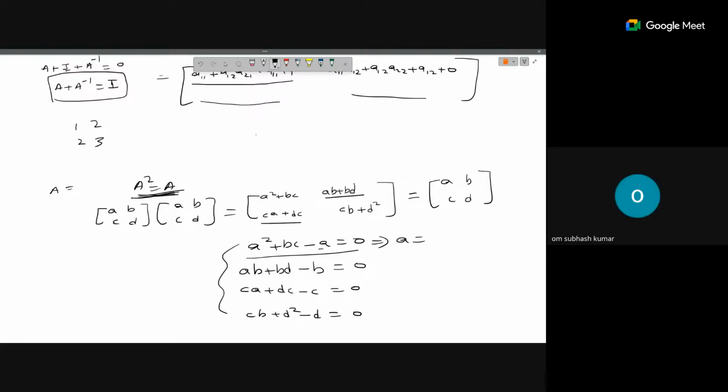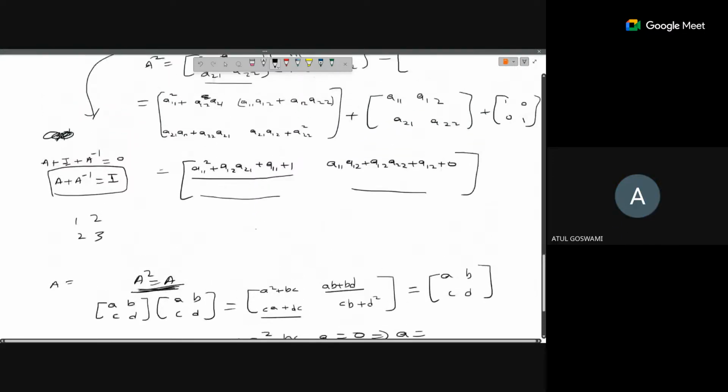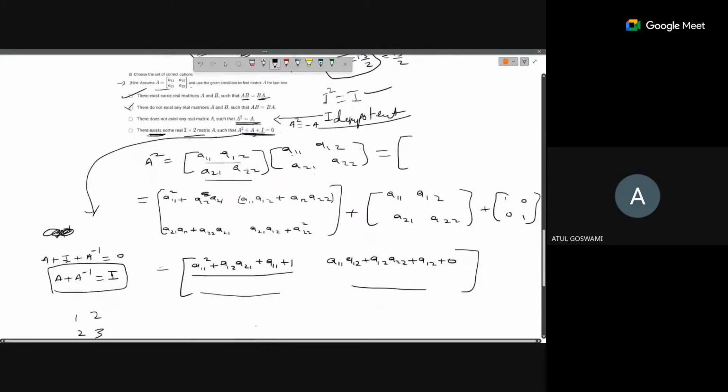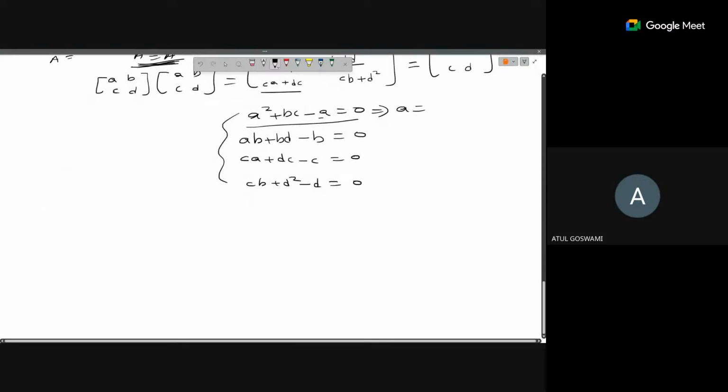Not real values, sir. Basically, you will not get any contradiction, because it is not asking for the matrix. It is just saying whether one exists or not. So yes, clearly it exists. See, when this condition is satisfied, the matrix exists. It is not asking for the matrix, that's why.